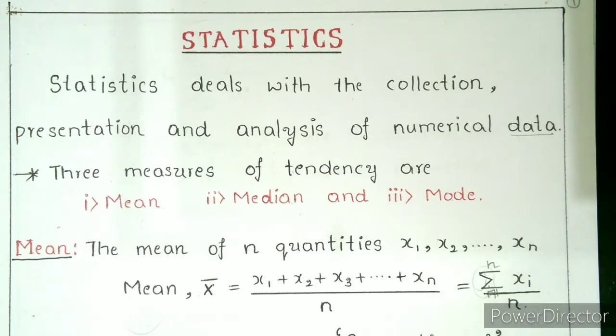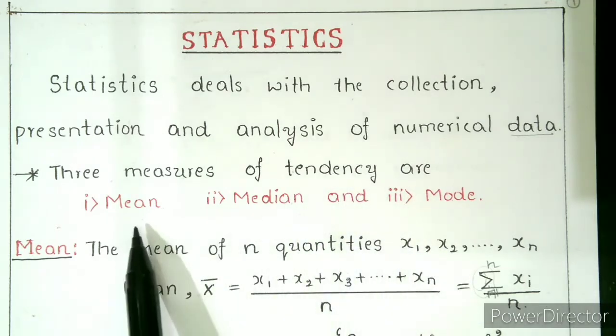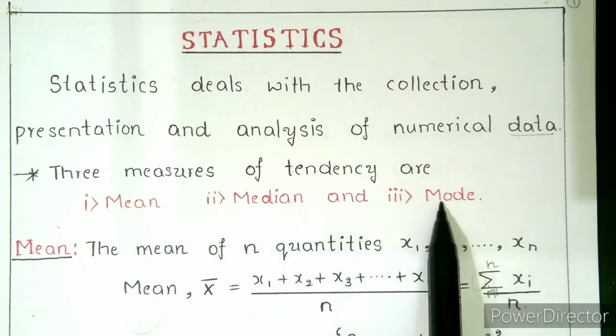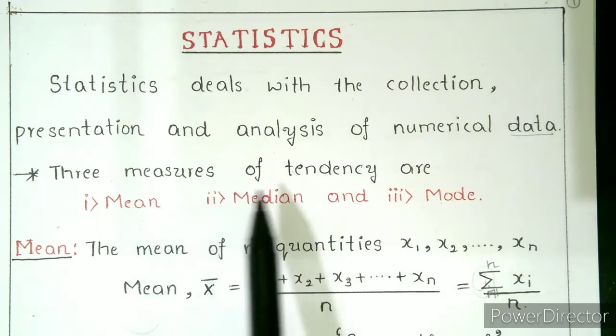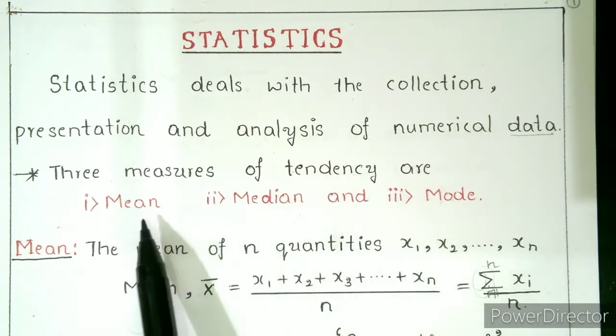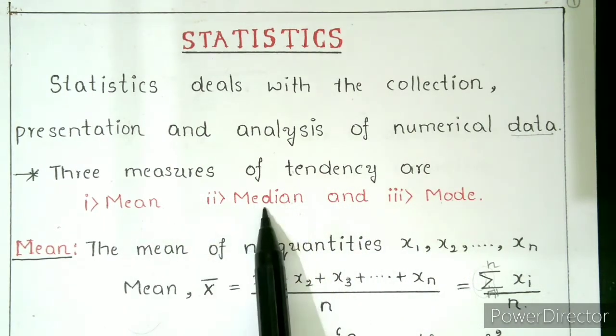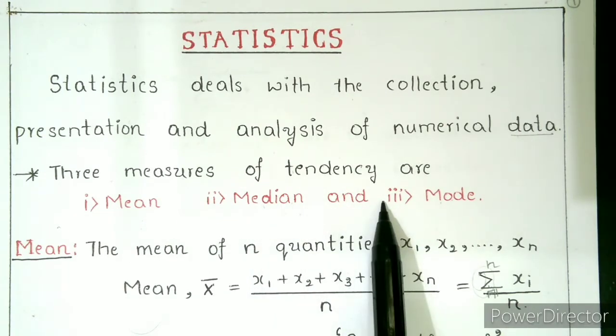There are three measures of finding central tendency. One is the mean, median, mode. So the first one is the mean or average, the second one is the median, and the third one is the mode.